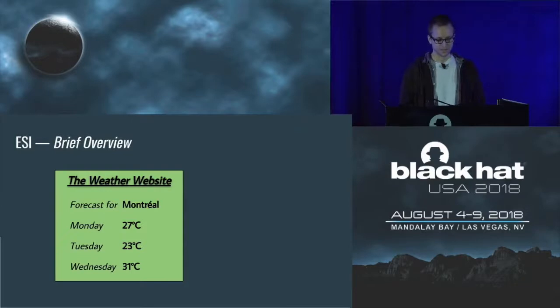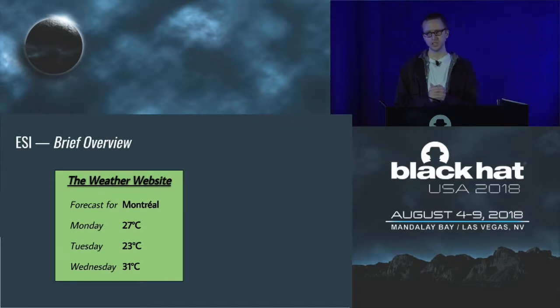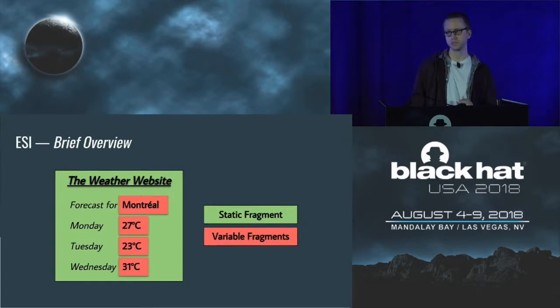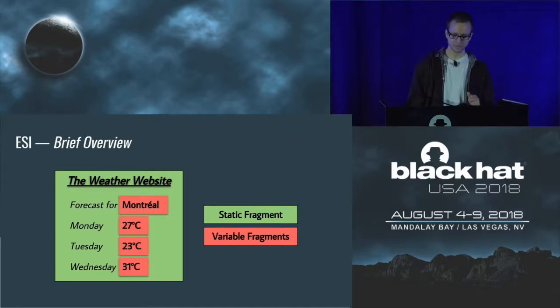So let's describe ESI before talking about exploiting it. To do a brief overview, let's look at a very primitive web page example. You have a weather website. Now, to the end user, this is a single HTTP response. There's nothing to it. But to the ESI-enabled engine, this might be multiple fragments. These fragments are there for one reason only, which is you're able, when you use ESI, to invalidate individual elements of your web page.